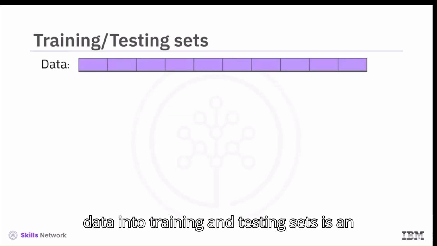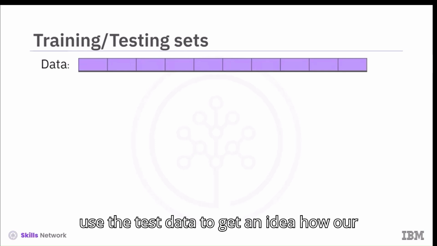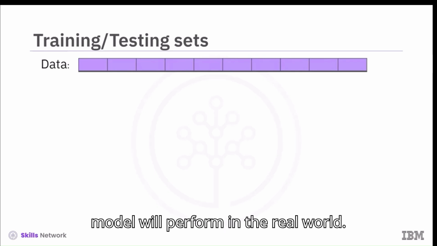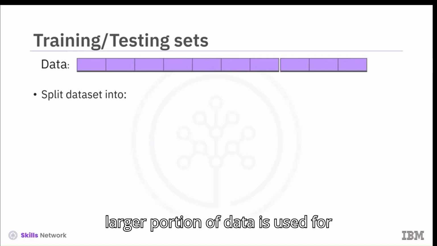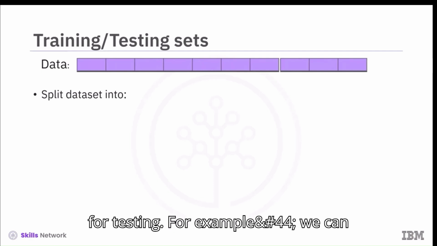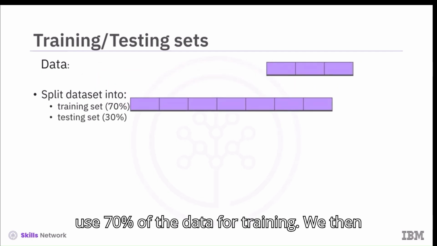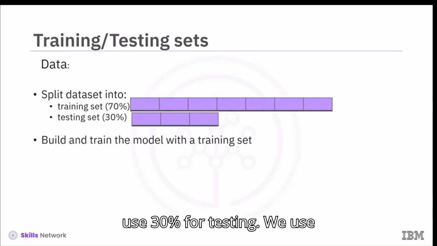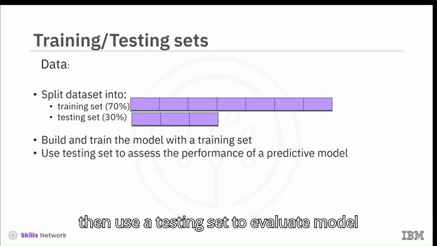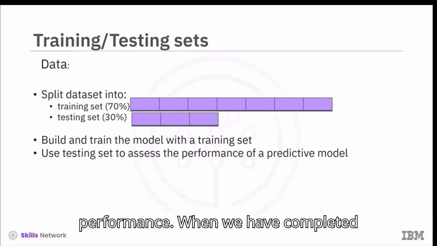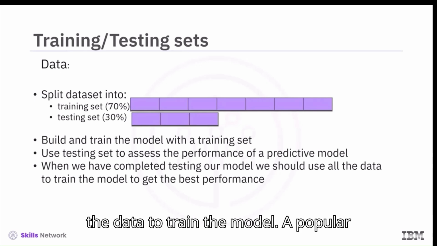Separating data into training and testing sets is an important part of model evaluation. We use the test data to get an idea how our model will perform in the real world. When we split a data set, usually the larger portion of data is used for training and a smaller part is used for testing. For example, we can use 70% of the data for training. We then use 30% for testing. We use the training set to build a model and discover predictive relationships. We then use a testing set to evaluate model performance. When we have completed testing our model, we should use all the data to train the model.